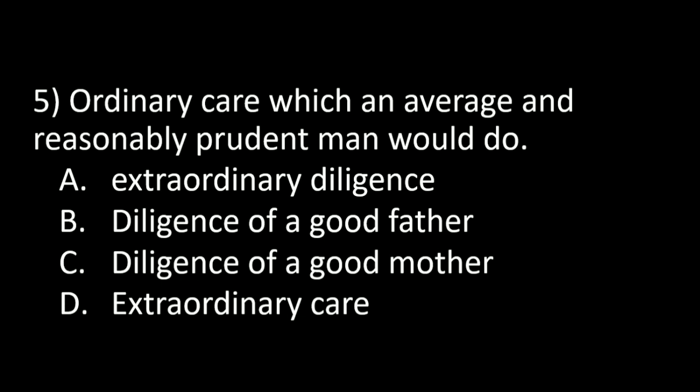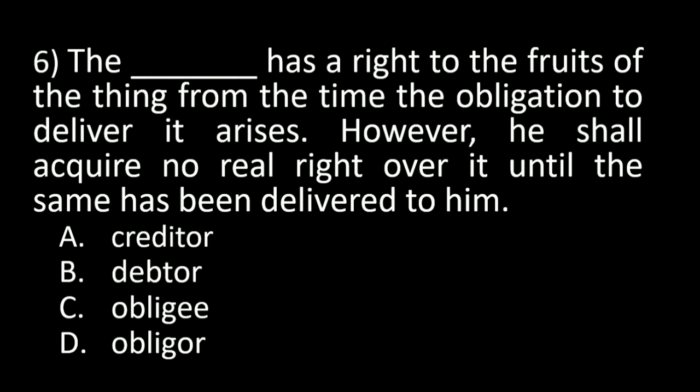Next, number 6. The blank has a right to the fruits of the thing from the time the obligation to deliver it arises. However, he shall acquire no real right over it until the same has been delivered to him. Letter A, creditor. Letter B, debtor. Letter C, obligee. Or letter D, obligor.